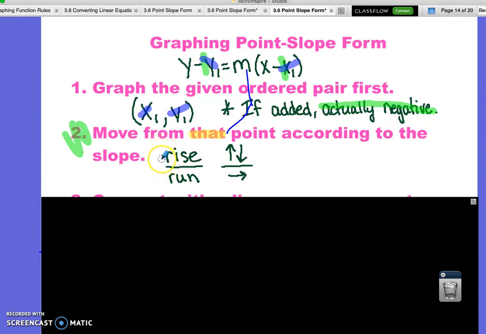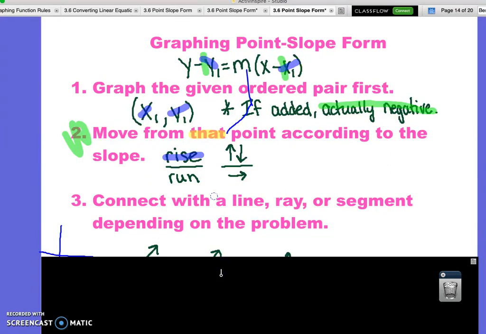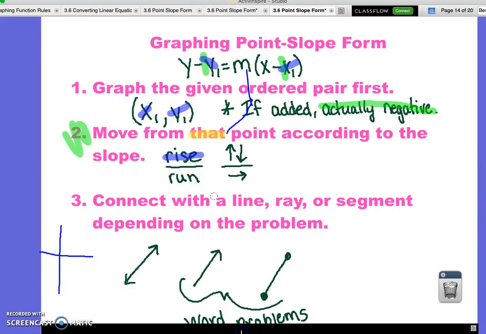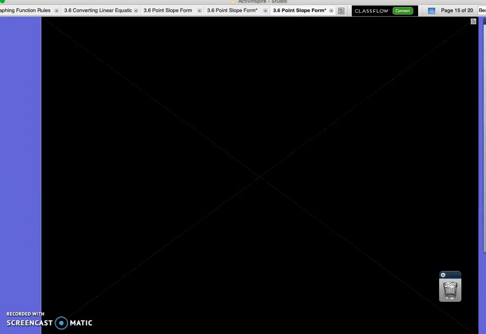The top is going to be your rise, it's going to be up or down. If it's positive, you go up. If it's negative, you go down. And then your bottom is your run. You're going to go to the right from that point. And you're going to connect with a line, ray, or a segment depending on the problem. For word problems, which are usually positive only, or if it's only going to go in one direction, you're going to go up and have one arrow. If it's just graphing, you're going to have arrows at both ends. And then you could also use a segment depending on the problem.